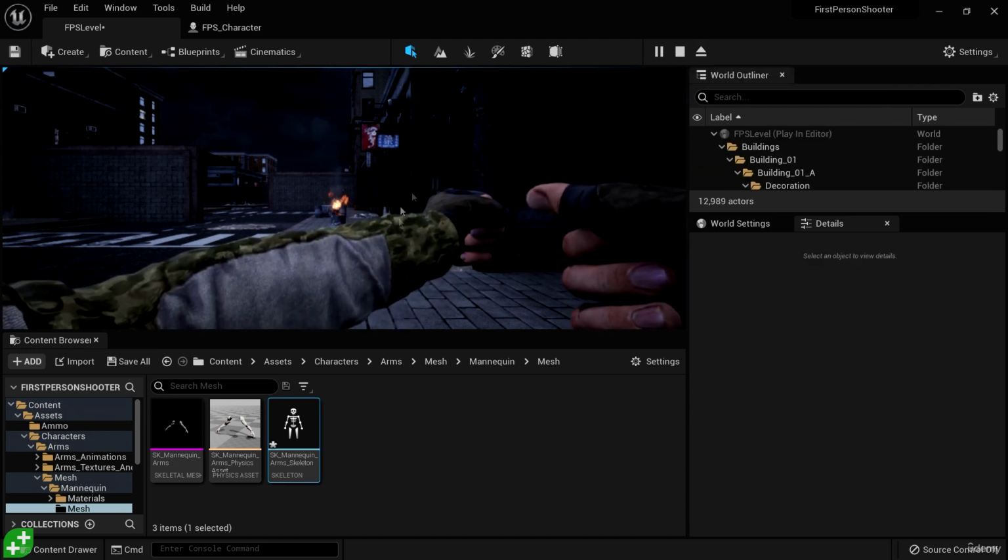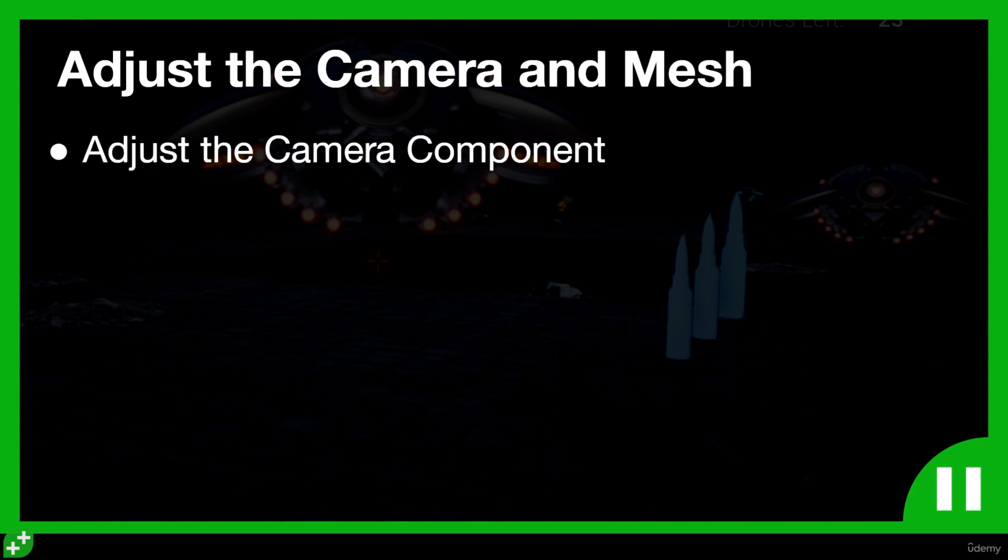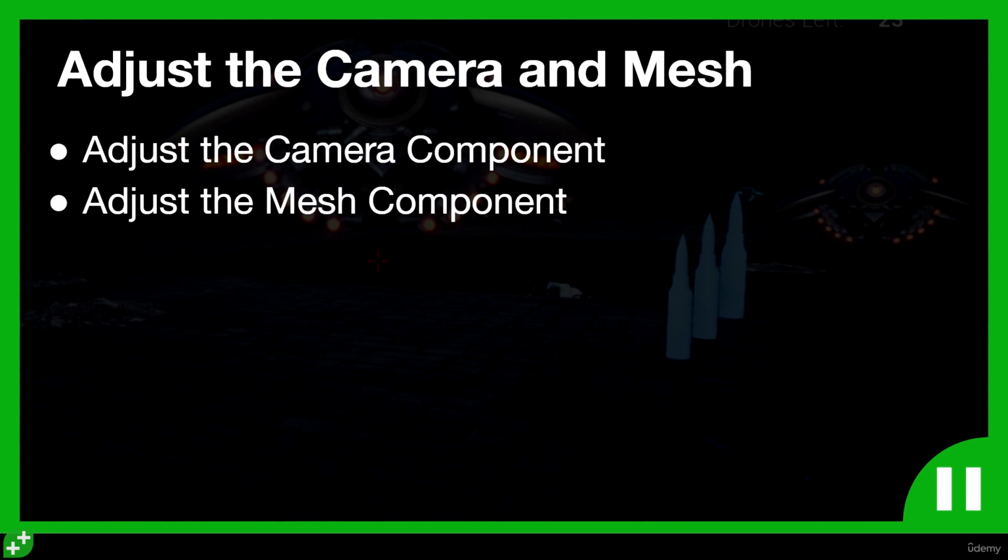So this will take some adjusting, but we're now possessing the character, and the arms are no longer out in that awkward pose. So for your challenge, you're going to adjust the camera component, make sure it's at the proper height, and also adjust the mesh component. Now, we may be tweaking this from time to time throughout the creation of this game, but position the arms so that they look right in the view from the camera. Pause the video and do this now.